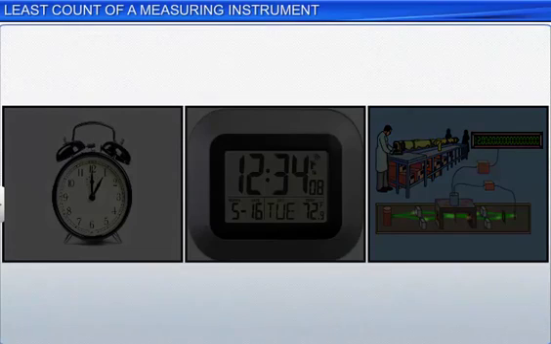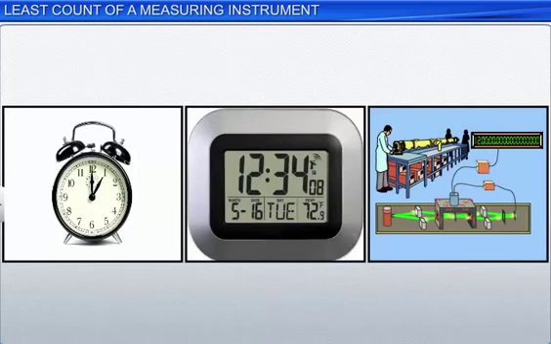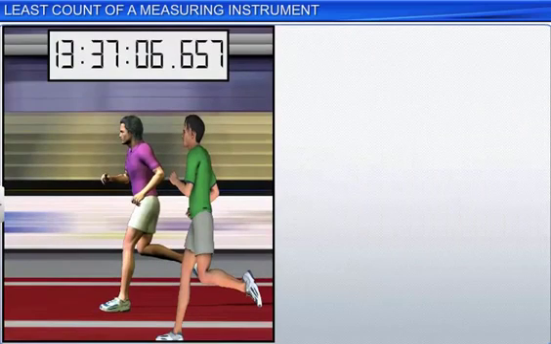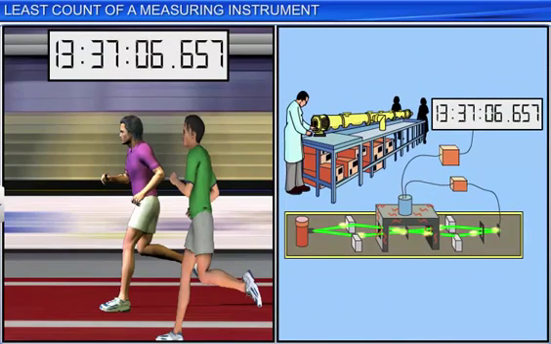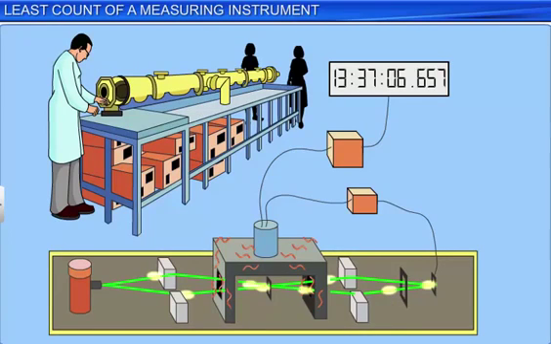There are devices that are used to measure time, such as the alarm clock, digital clock, and atomic clock. Atomic clocks and quartz clocks are used to measure time accurately, for example, in athletic meets and in scientific experiments. There is a new invention too, an optical atomic clock that ticks 1 million billion times every second and is at least 20 times more stable than current atomic clocks.